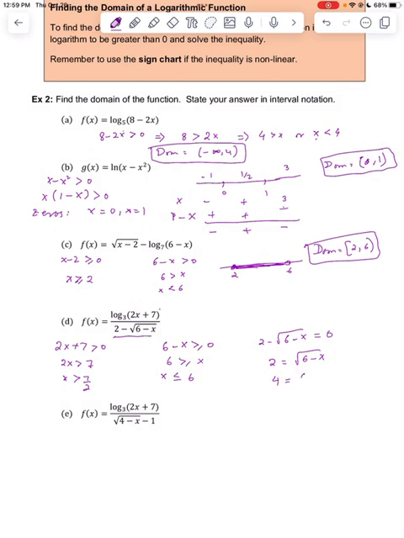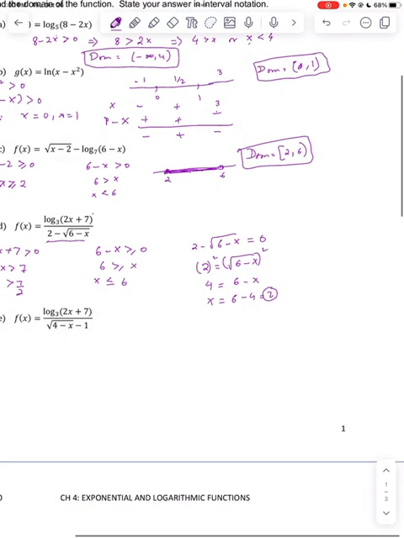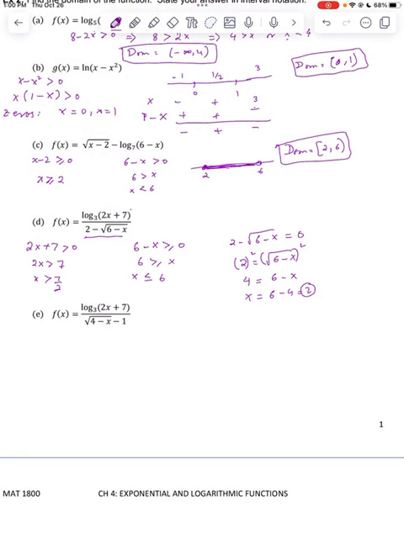So I'll square both sides. Give me 6 minus x, because I squared. So which means x is equal to 6 minus 4 or 2. So this is the value that I have to throw away. So this was negative 7, not 7.